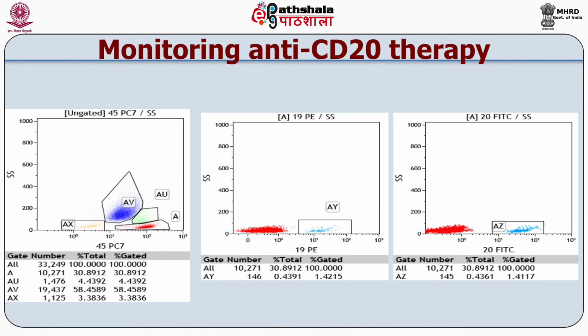In this example, you can see that the lymphocytes have been identified based on their characteristic expression of bright CD45 and low side scatter. Now, the CD19 antibody has been used to identify all the B cells, and then the CD20 antibody has been used to identify the CD20 positive B cells remaining after anti-CD20 therapy.